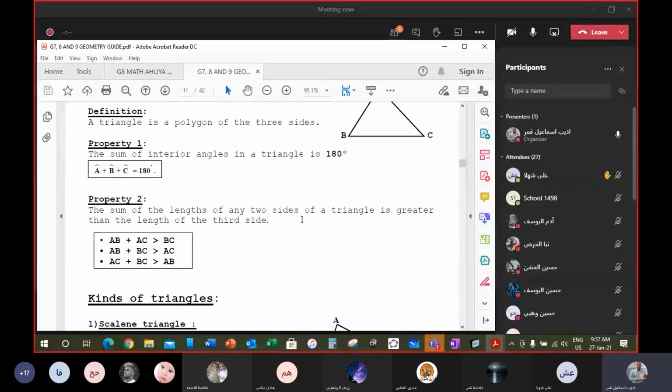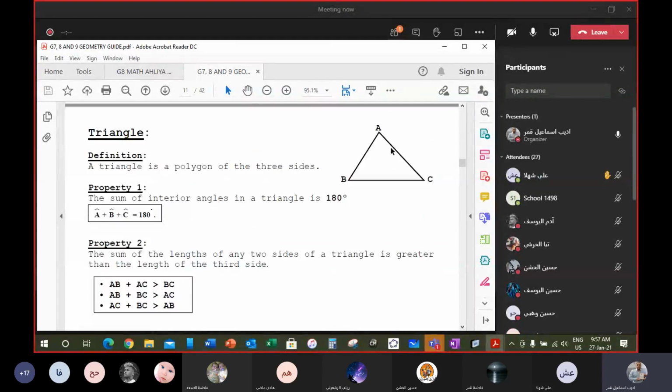Any two sides of a triangle, the sum of their lengths is greater than the length of the third side. For example, AB plus AC is greater than BC, or AB plus BC is greater than AC, or AC plus BC is greater than AB.